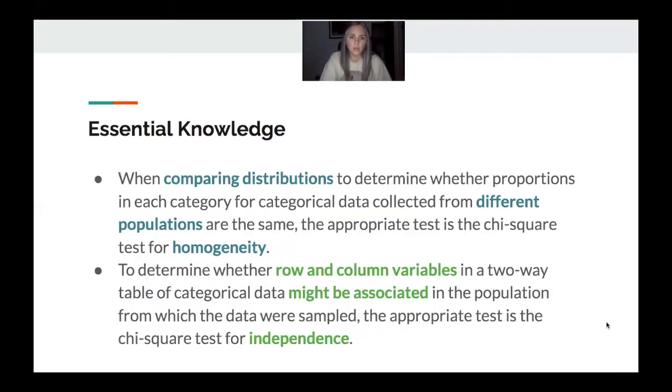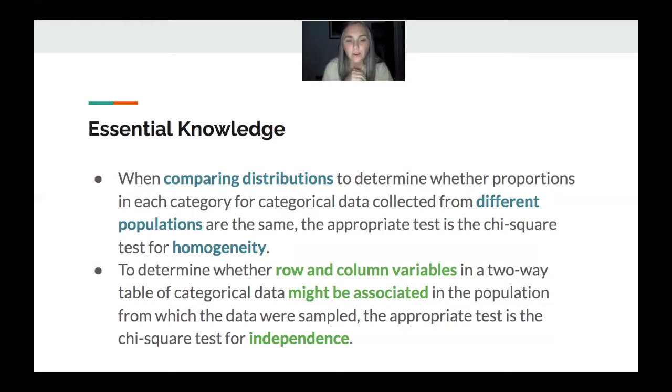All right. When comparing distributions to determine whether proportions in each category for categorical data collected from different populations are the same, the appropriate test is homogeneity. So think about that. To determine whether proportions in each category for categorical data collected from a different population are the same. So proportions for fake M&Ms equal to proportions of real M&Ms.